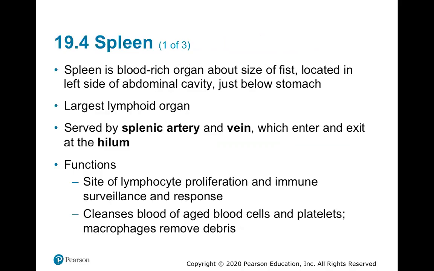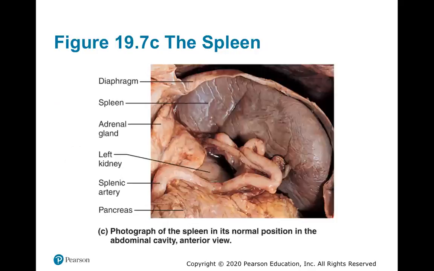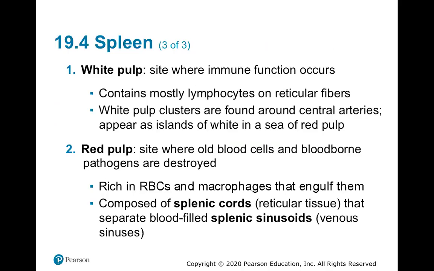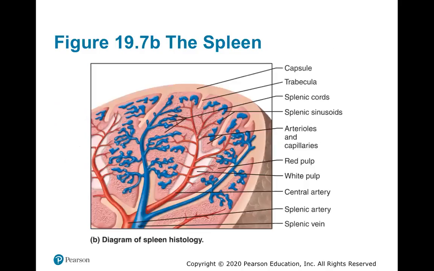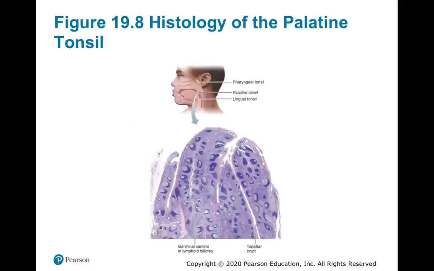The spleen. So the spleen is a blood-rich organ about the size of a fist located on the left side of the abdominal cavity, just below the stomach. It's served by a splenic artery and vein, which enter and exit at the hilum. Its function essentially is to cleanse blood of aged blood cells and platelets. There's the spleen. The spleen helps prevent or helps develop white and red.